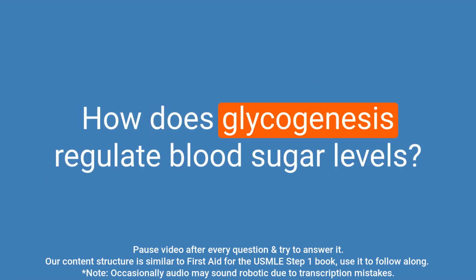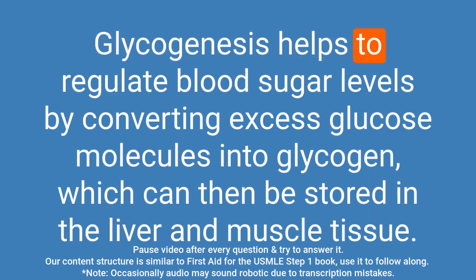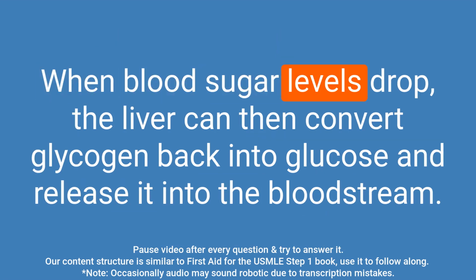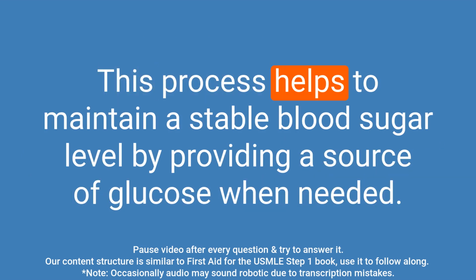Question: how does glycogenesis regulate blood sugar levels? Answer: glycogenesis helps to regulate blood sugar levels by converting excess glucose molecules into glycogen, which can then be stored in the liver and muscle tissue. When blood sugar levels drop, the liver can then convert glycogen back into glucose and release it into the bloodstream. This process helps to maintain a stable blood sugar level by providing a source of glucose when needed.